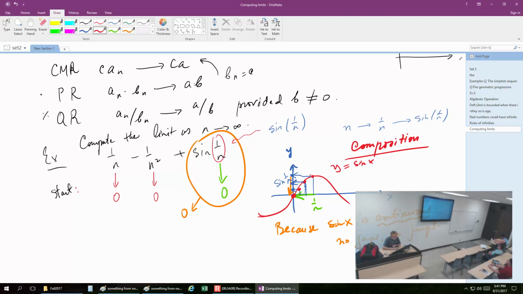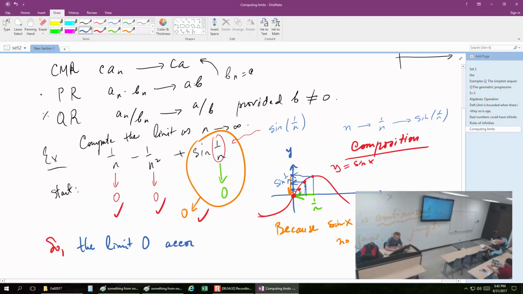So the limit of the first term is zero. The limit of the second term is zero. The limit of the third term is also zero. So what's the conclusion? Zero. Yes, so the limit is zero.